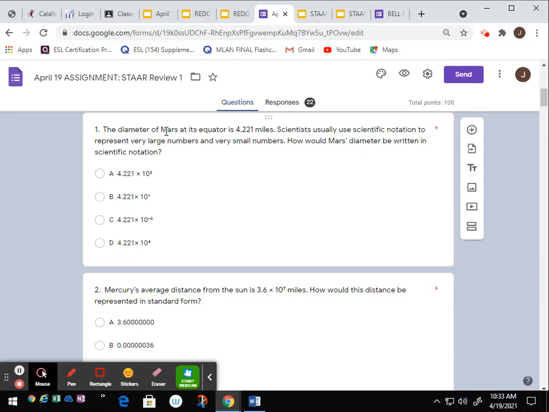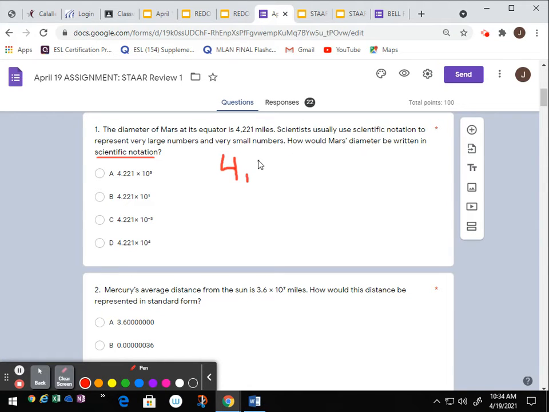It says the diameter of Mars at its equator is 4,221 miles. Scientists usually use scientific notation to represent very large numbers and very small numbers. How would Mars' diameter be written in scientific notation? All right, so we have standard notation here, and we want scientific notation in the long run. So we're going to go ahead and write out our number.